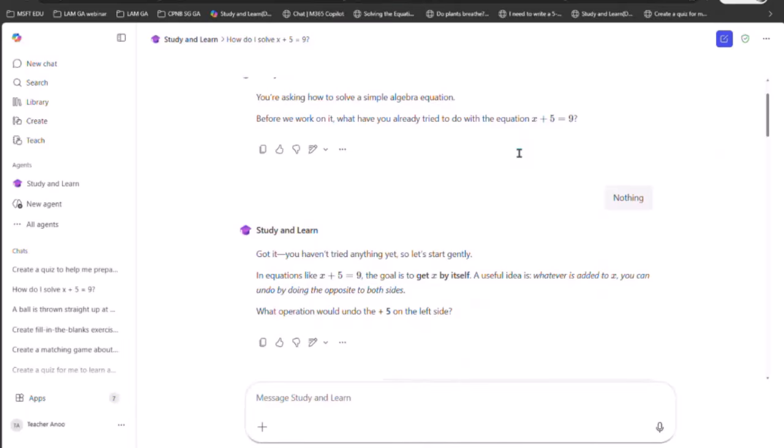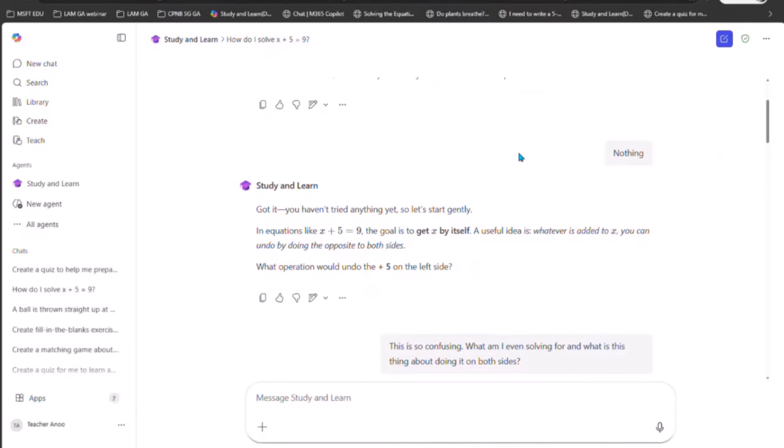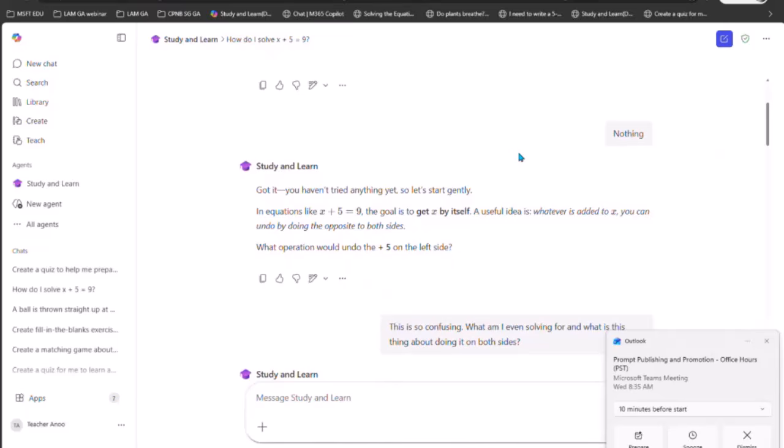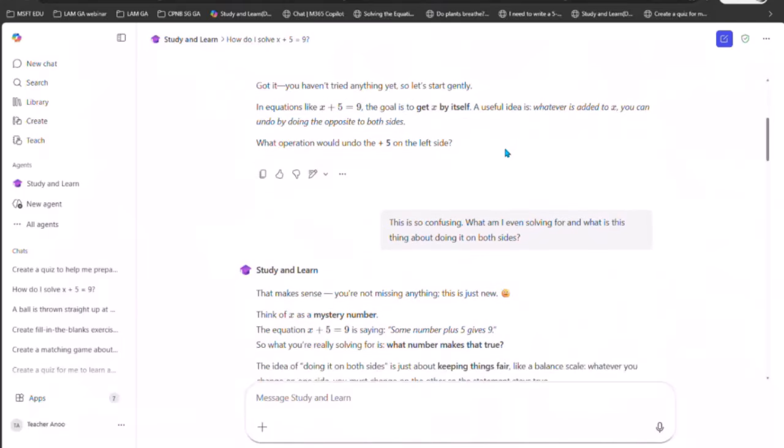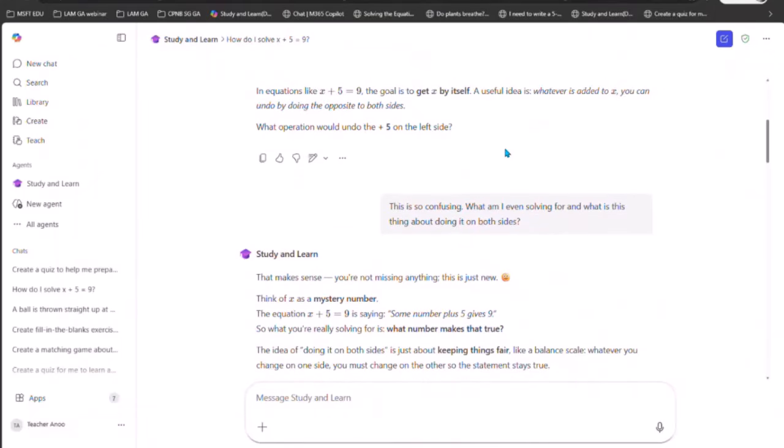It said to me, what have you already tried? It didn't solve it for me right away. And I said, well, nothing. Because all students might say that. So I said, nothing whatsoever. And then it said, okay, in the equation like this, what you want to do is you want to get x by itself. Oh, whoa, that's a lot. A student might go, I don't even get what that means.